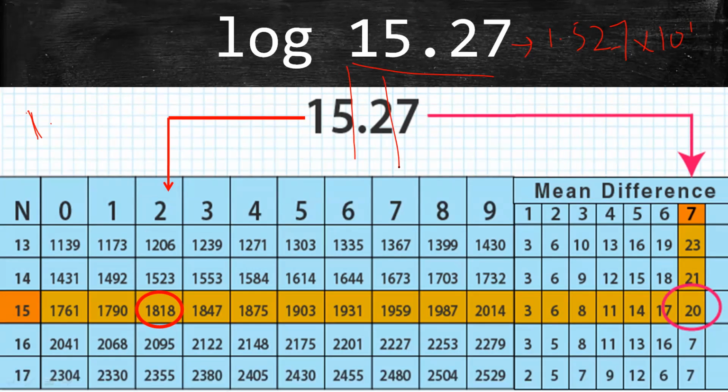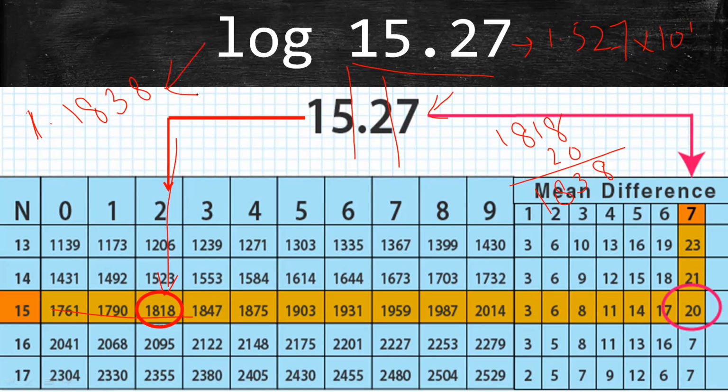Then comes 2, the second digit. Against 15 you should read the value which is coming under 2. It is nothing but 1818. I'll write the number 1818 here. And the fourth digit is 7. For 7 you should look in the mean difference column, and the number coming under 7 is 20. So write this 20 here and add these two numbers. It becomes 1838, right? So this is going to be the mantissa of the given number. Characteristic is 1, mantissa is 1838.